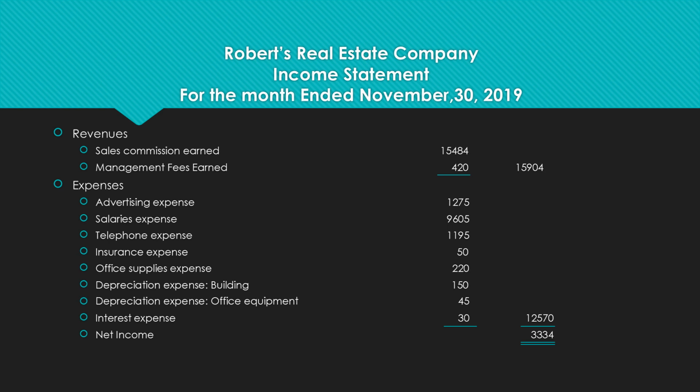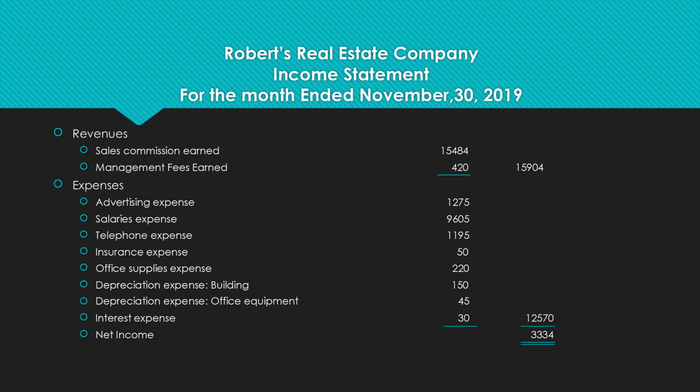Advertising expense 1,275, salaries expense 9,605, telephone expense 1,195, insurance expense 50, office supplies expense 220, depreciation expense building 150, depreciation expense office equipment 45, interest expense 30. Now the total of all these expenses is 12,570. As we already discussed, in the income statement we compare revenues with expenses.